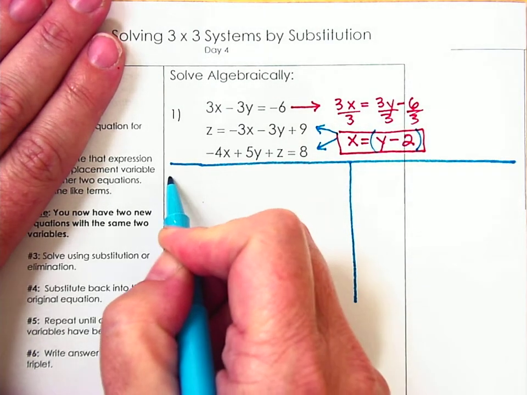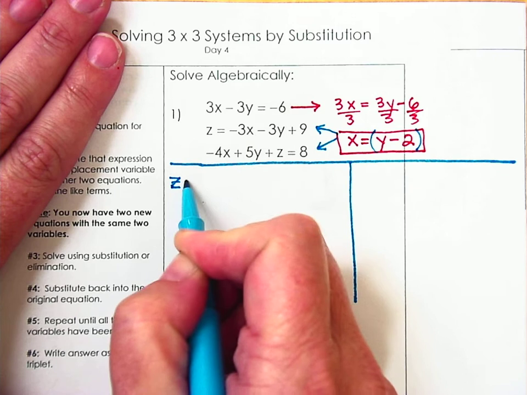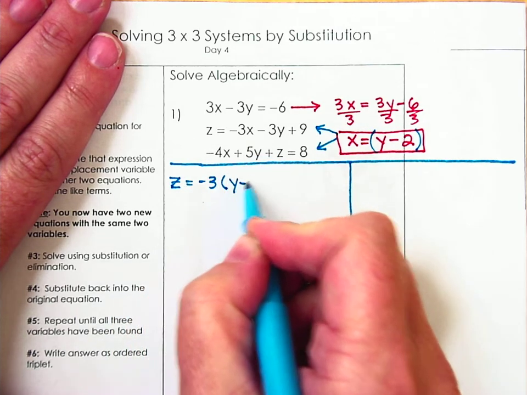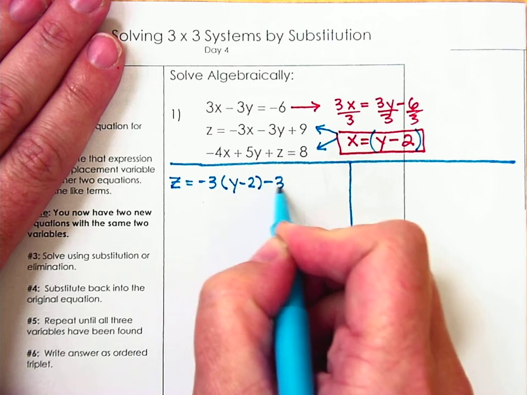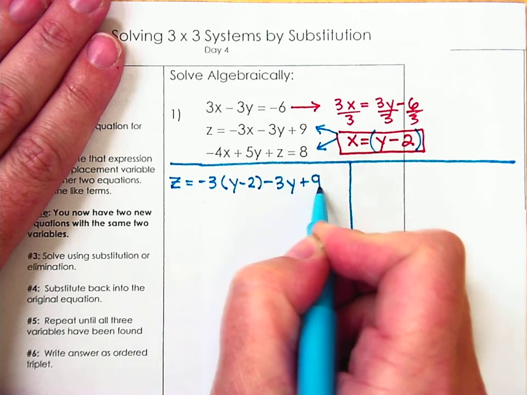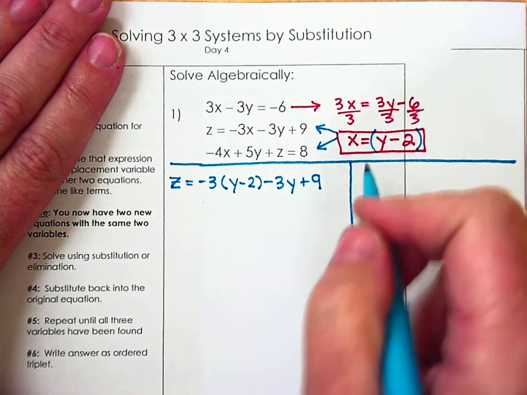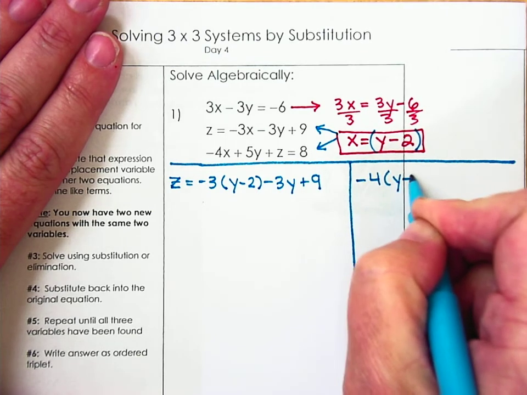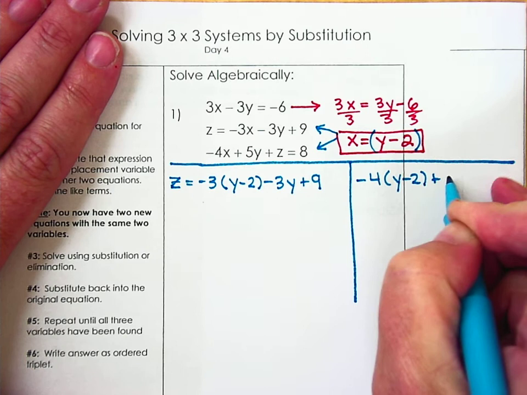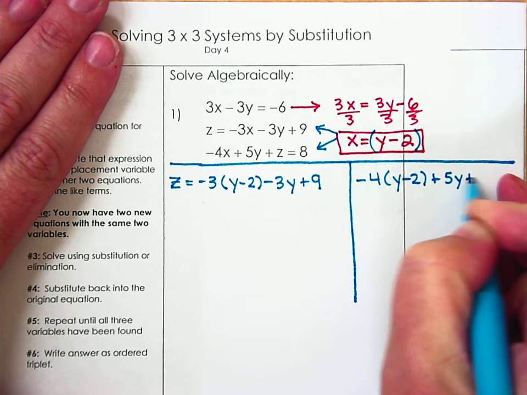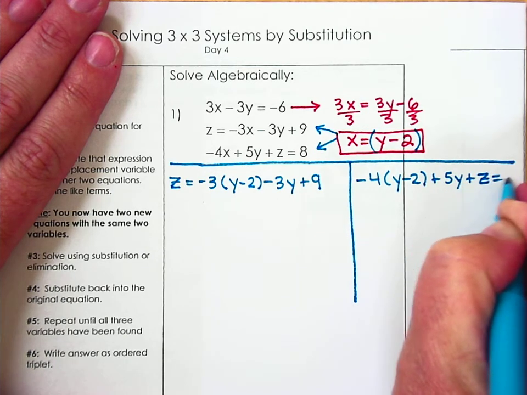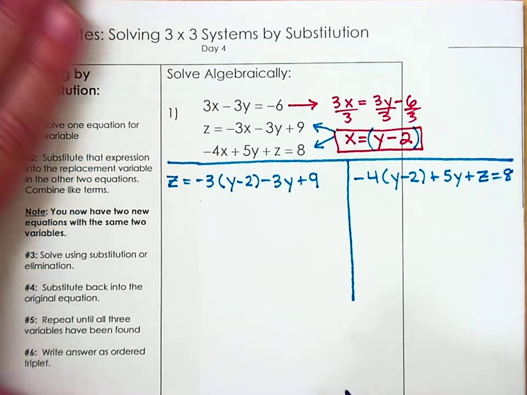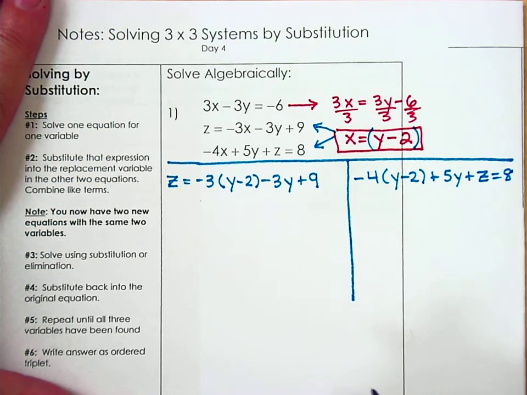So the first one is z equals negative 3 times y minus 2 minus 3y plus 9. And the second equation is going to be negative 4 times y minus 2 plus 5y plus z equals 8. So I'm going to take time to simplify each of these.